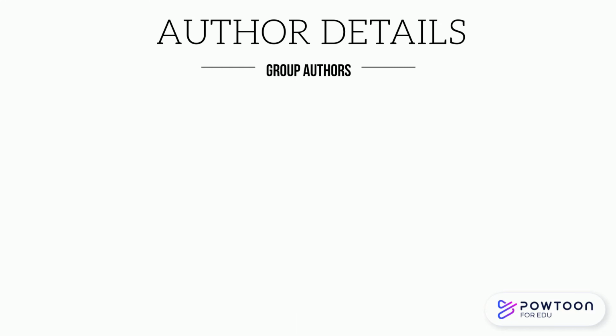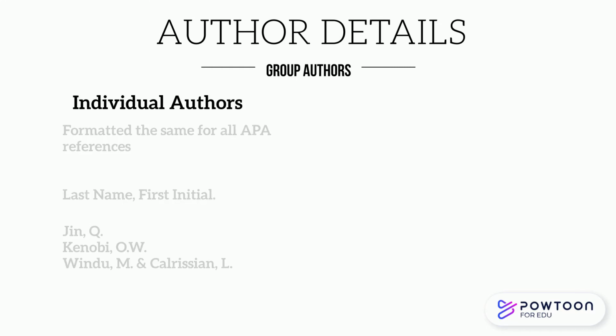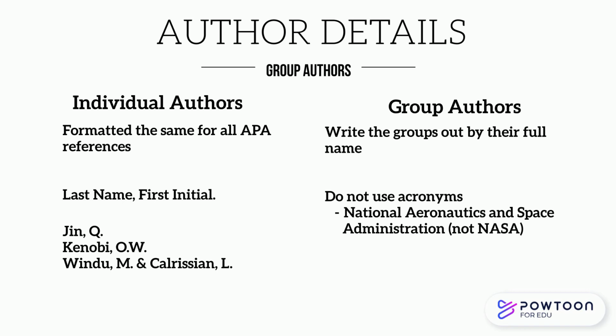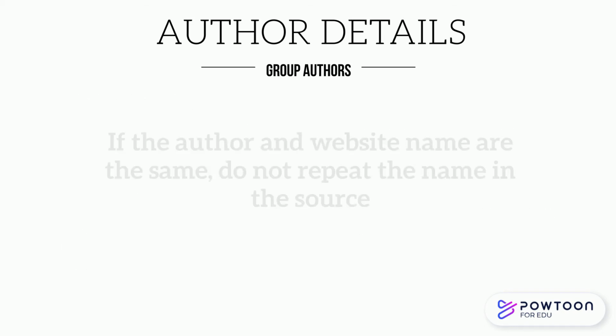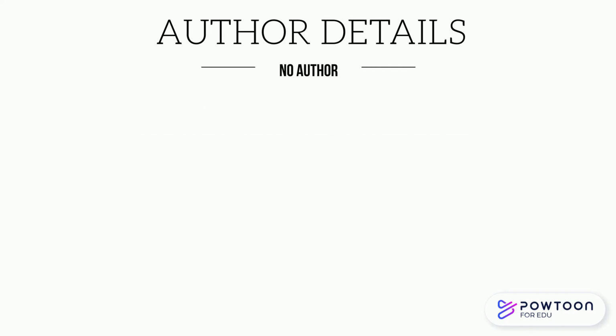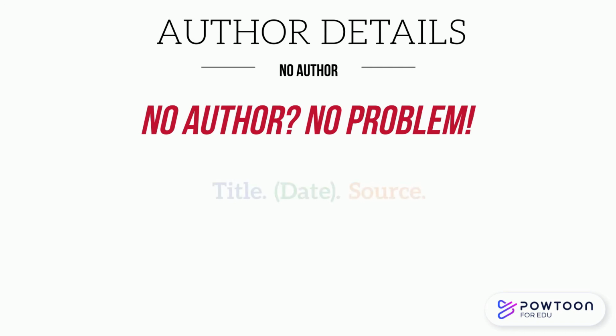Authors on websites may be individuals, which are formatted the same as print authors, or the authors may be organizations or groups, such as NASA, CDC, or NIH. Write these groups out by the full name in title case. Do not use acronyms. When the group author is the same as the title of the website, do not repeat the name in the source. Sometimes no author is listed. In this case, start the reference with the title, then the date, followed by the source.